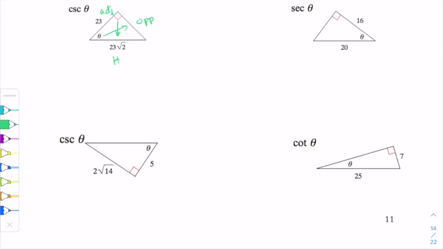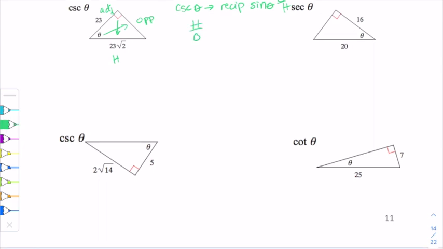So if we want the cosecant, it starts with a C, so its reciprocal starts with an S, so it's the reciprocal of sine. So sine is SOH, so sine is opposite over hypotenuse, so that means that the cosecant is going to be hypotenuse over opposite. So I want the hypotenuse and the opposite. Well, I don't have the opposite, so I have to use my Pythagorean theorem to get to the third side.